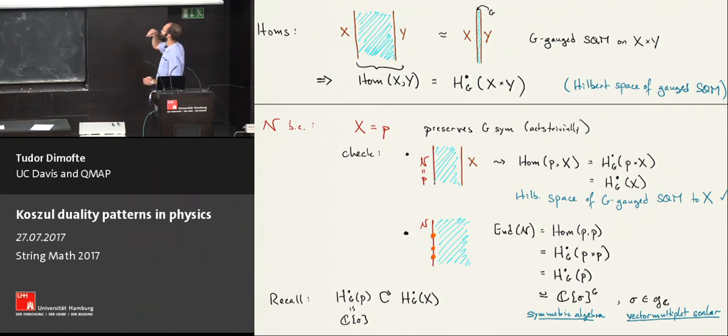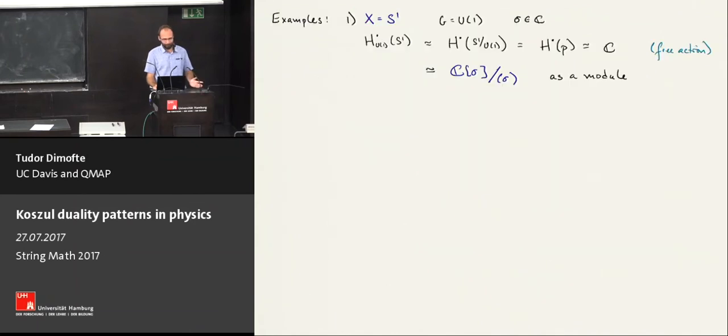Now, this acts on equivariant cohomology in a standard and extremely well-known way. Let me just explain how that works in examples, in case you have not seen it before. I want to go through three very basic examples.